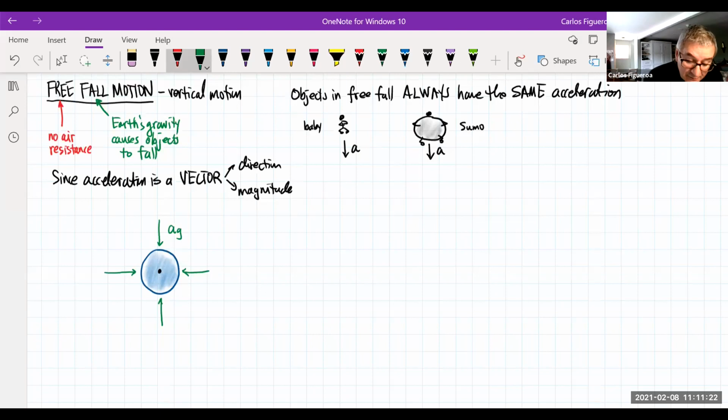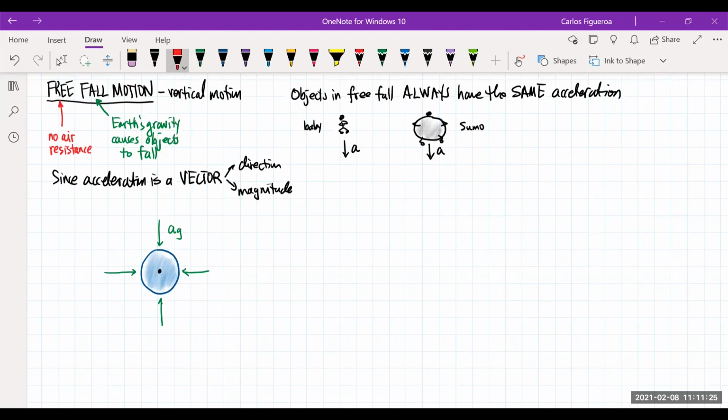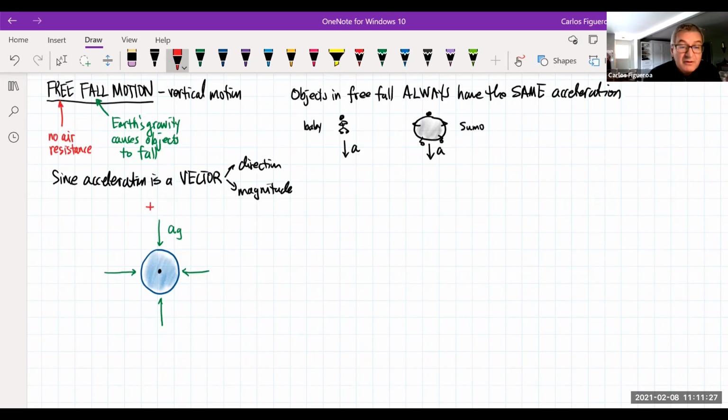Now, here's the issue, and you got to be really careful. We define our directions here. It's customary to go upward as positive. So upwards has a positive sign. And then downwards has a negative sign.